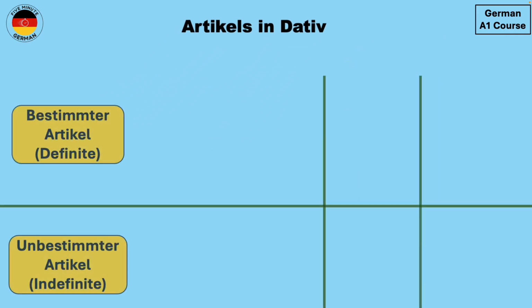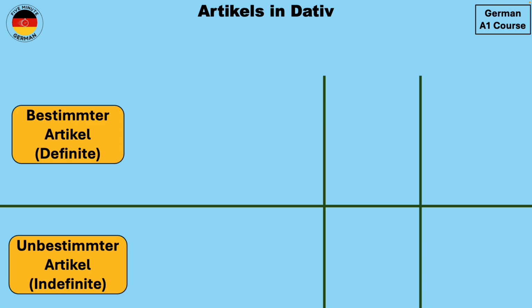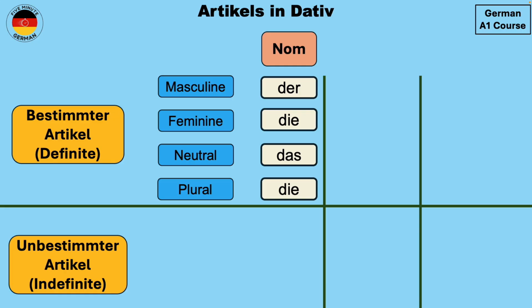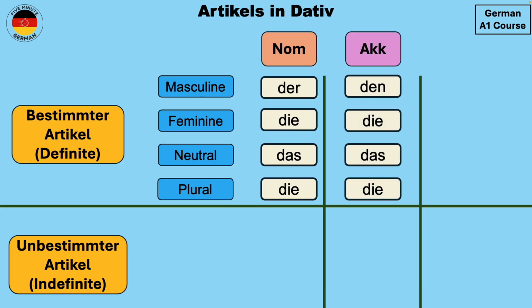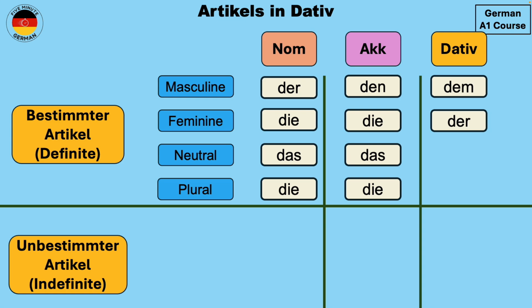So I have divided the articles in bestimmter Artikel, which are definite articles, and unbestimmter Artikel, which are indefinite articles. So we already know that for nominative, we have the articles der for masculine, die for feminine, das for neutral, and die for plural. In case of accusative, we have the articles den for masculine, die for feminine, das for neutral, and die for plural. For dative, the article for masculine is dem, for feminine it will be der, for neutral it will be dem, and for plural it will be den. So the articles in case of dative are different from the nominative and accusative cases.